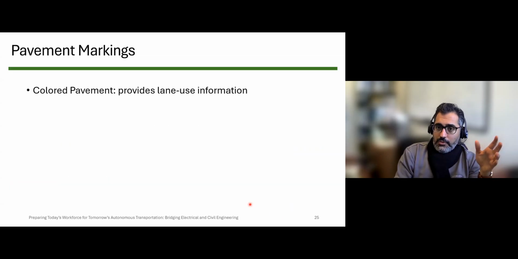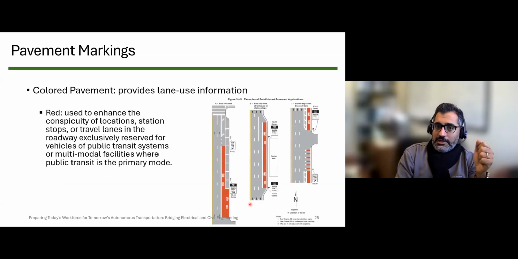Red in the US context, this is actually the next slide, is used for public transit. So we are not allowed to use any other color than green for bike lanes and any other color than red for public transit. If we use red, this is used to enhance the visibility of locations, stations, stops, or travel lanes in the roadway exclusively reserved for vehicles of public transit. And depending on the configuration of the design of the bus stop, we may apply it in different ways.